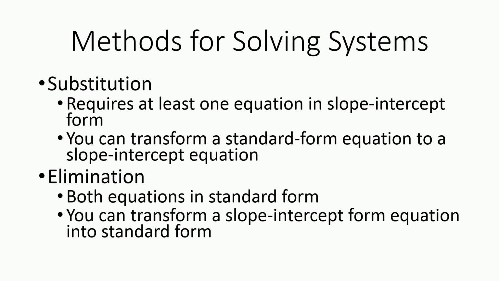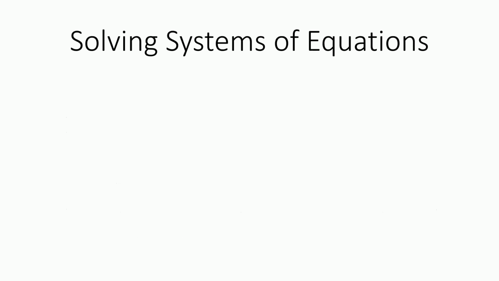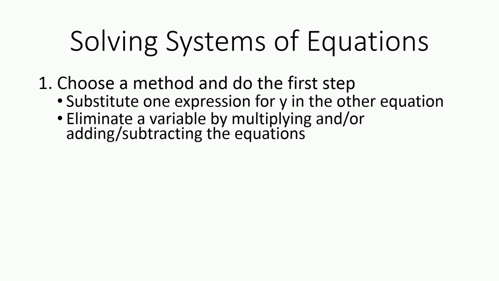So when it comes to an overall process of solving systems, the first step is to choose a method. And that means determine which one you're going to do based on your system. If you have at least one equation in slope-intercept form, you should probably substitute. If you have both equations in standard form, you should probably use elimination. Then you do the first step. And again, the first step is the only difference between these two methods.